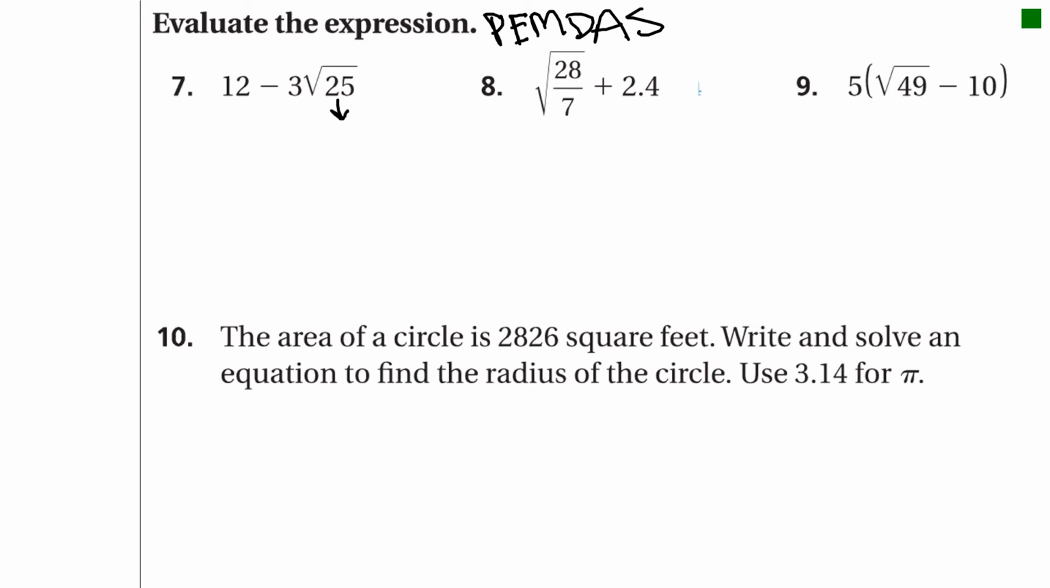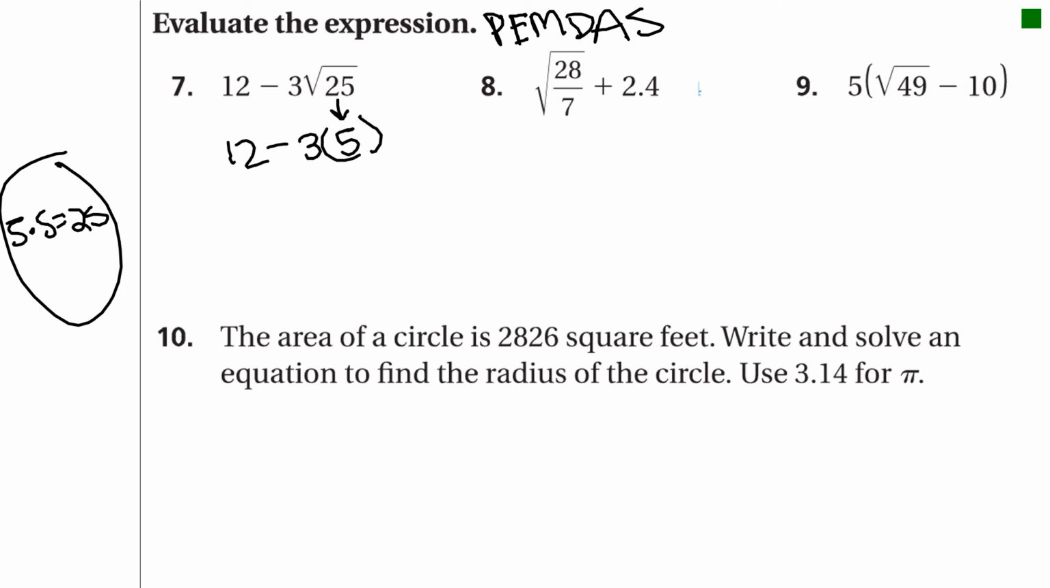First, let's simplify the square root of 25. The square root of 25, you probably should have that cheat written down from the last slide, and you have 5 times 5 is 25, so this is 5 times 3, and then 12 minus that. So 5 times 3 is 15. 12 minus 15 is negative 3, and you're done.